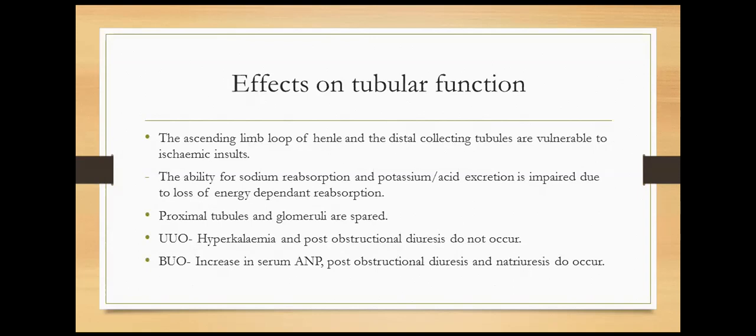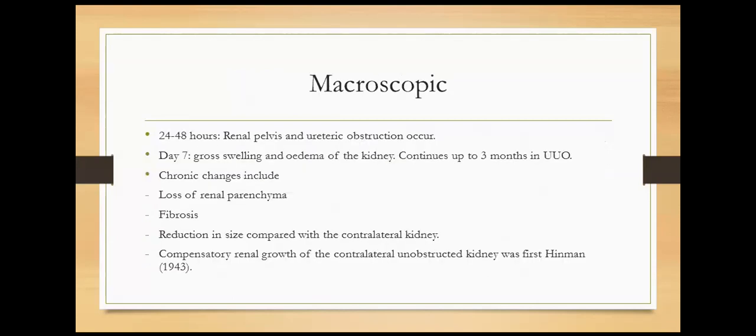And one of the defining features of the unilateral ureteric obstruction is that you don't get hyperkalemia or post-obstructional diuresis. And this is again in respect to the fact that the functional contralateral kidney gets rid of most of the solutes. In bilateral, being ANP, we get an increase in serum ANP. And then in that setting, we see post-obstructional diuresis and natriuresis that do occur, and again link it to the pathophysiology, colleagues, is the persistence of that afferent vasodilation.